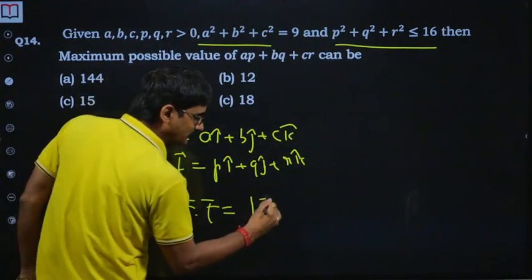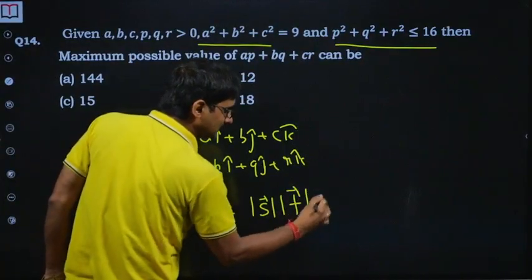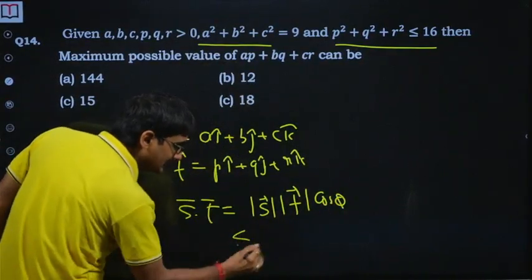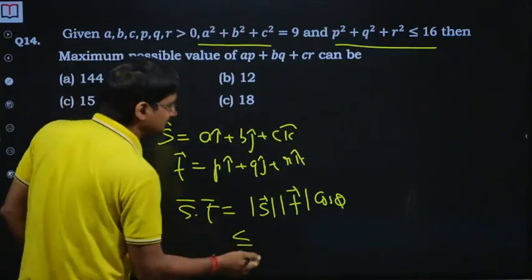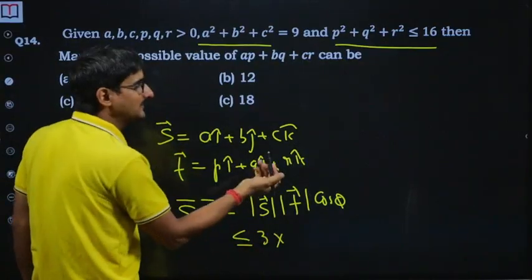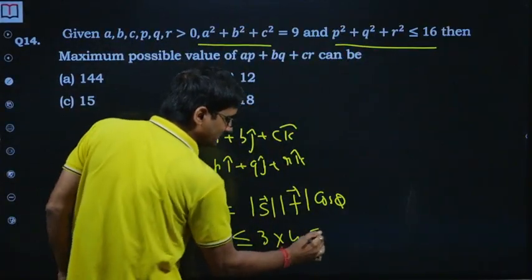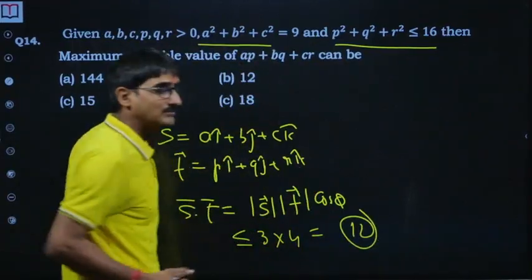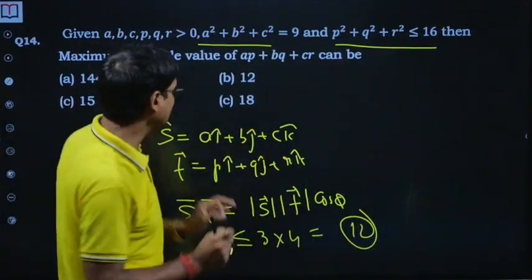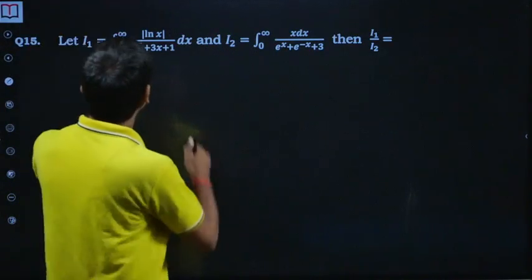Now take their dot product and that's it. So it's magnitude of vector s, magnitude of vector t, cos theta. So of course this is less than or equal to magnitude of vector s, which is nothing but 3, into magnitude of vector t. See, the maximum magnitude is also 4. So in any case we are looking for the maximum. So the maximum value can be 12 only.